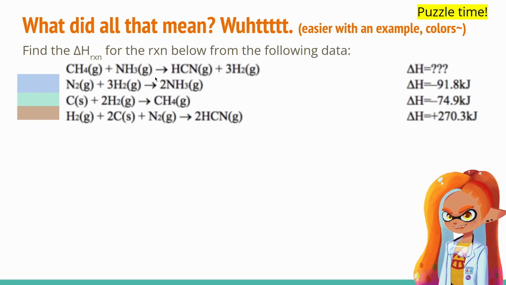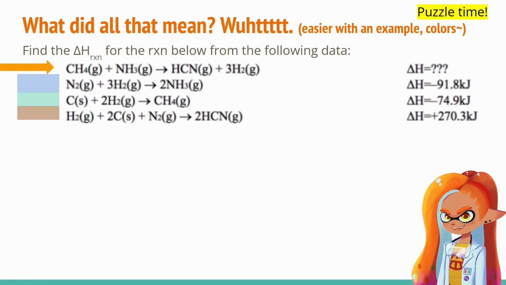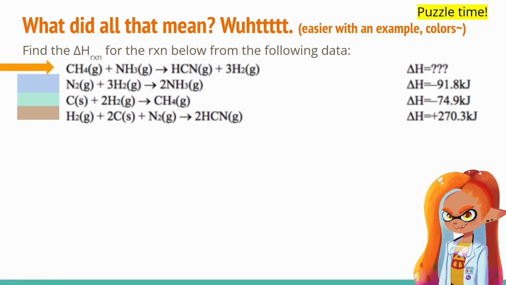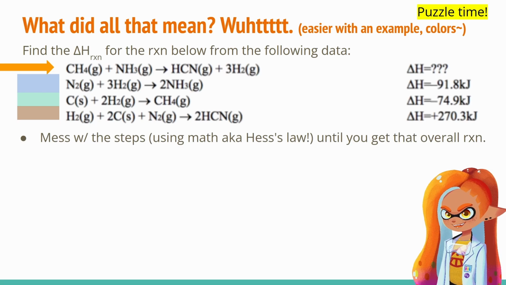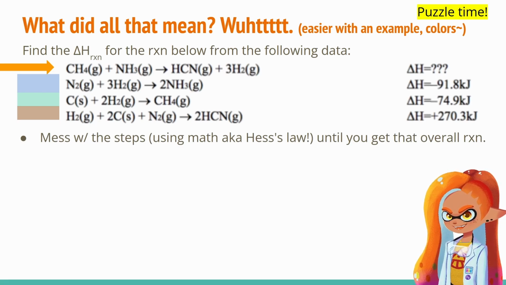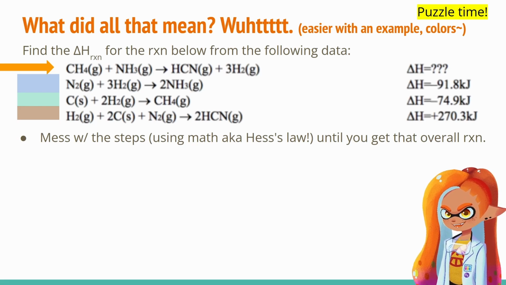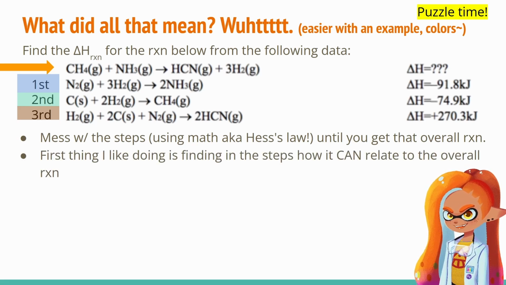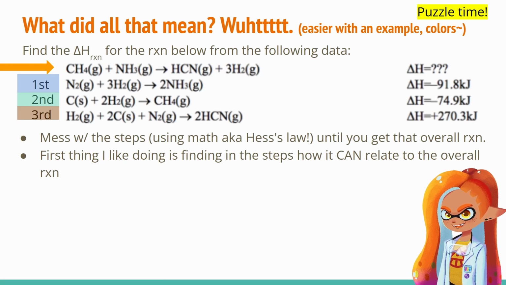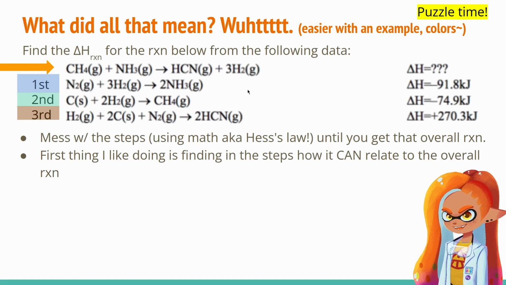Okay? And so let's talk about that actual process. Just to repeat myself, the orange arrow that I just put up is the reaction we're trying to get to. And we have these 3 different steps we can potentially use to get to that orange step. So you're going to mess with those 3 different steps by using Hess's law until we get that orange arrow, the overall reaction. So I'm going to label these first, second, and third. And I'm going to talk about what I need to do to each of those steps in order to get, again, the overall reaction.